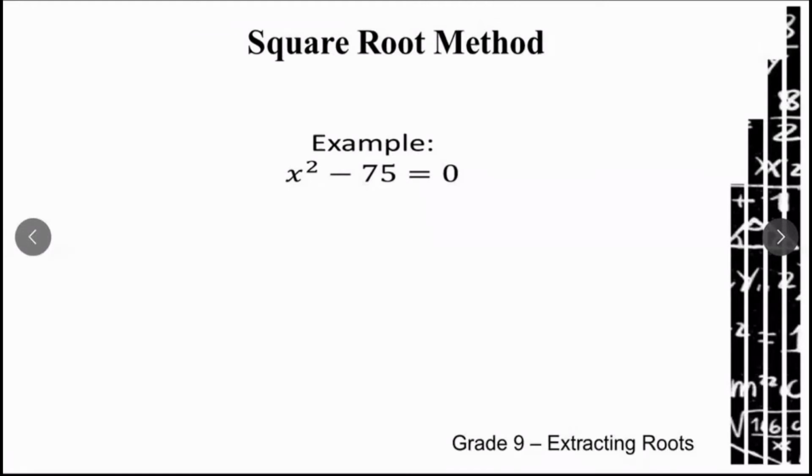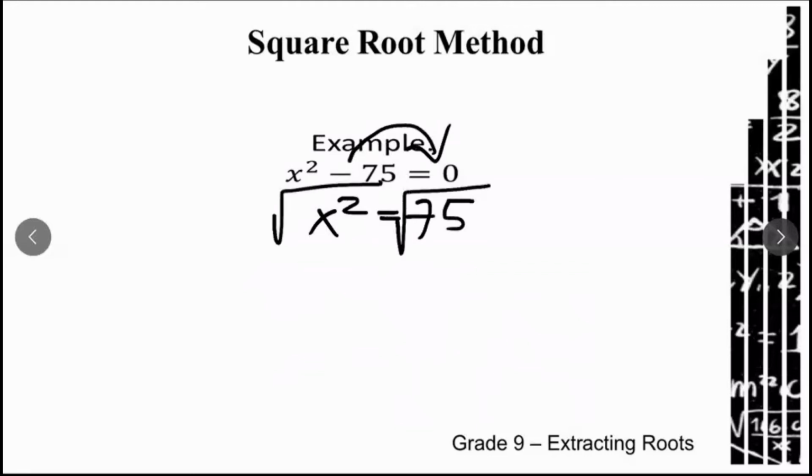So we have x squared minus 75 is equivalent to 0. Our first step is we need to move negative 75 to the other side. It will become positive 75. Applying the square root method, we need to square root both sides. Simplifying, it will become x is equivalent to square root of 75.